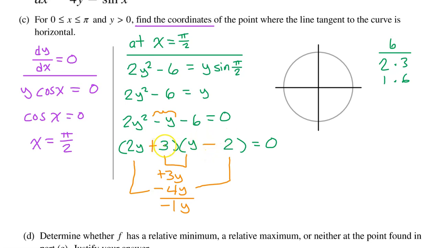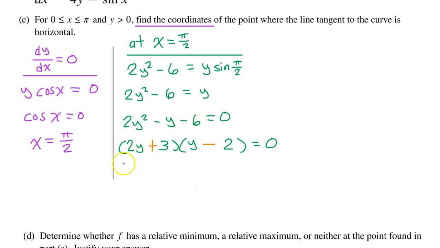Also, positive 3 times negative 2 is negative 6. So, ta-da, we factored it. We can solve this factored equation by setting each factor equal to 0 and solving. Setting this factor equal to 0 will lead to y equals negative 3 over 2. We subtract 3 and divide by 2, so kabam! Setting this factor equal to 0 gives us y is equal to 2.